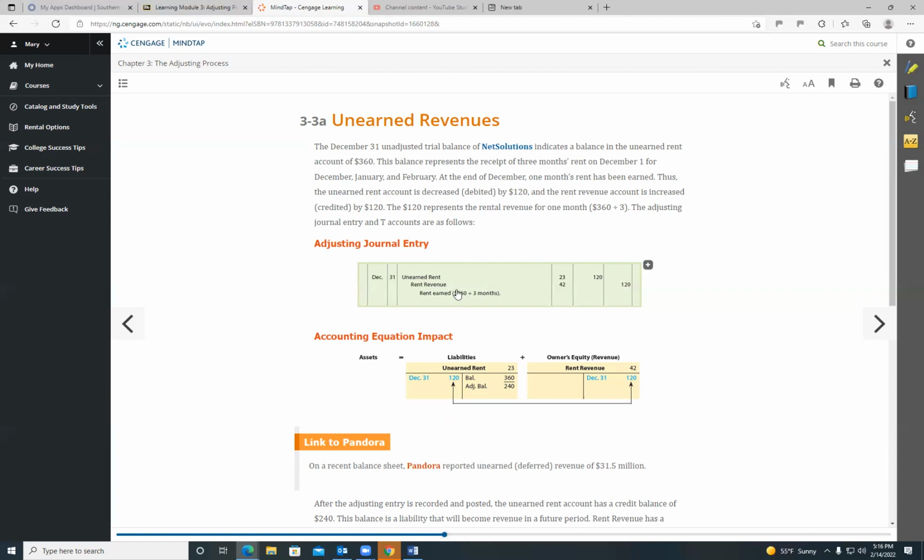In our adjusting entry, you see we've now done a debit entry to our unearned rent revenue of $120, which reduces our balance to $240. And we have now recorded it as actual rent revenue. This increased our rent revenue balance by $120. You would do this for each month: December, January, and February. You would do that at the end of each month as an adjusting entry, taking it out of unearned rent into rent revenue.